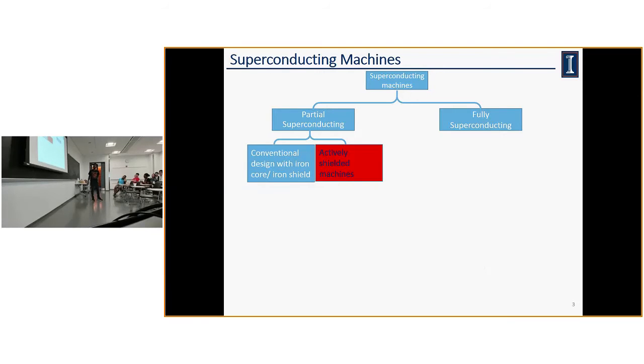So there are two kinds of designs that I put here. One is the conventional design with an iron core or iron shell. The other one is what we are working on, the active shield design. We eliminate the iron core from the design and put active shield coils around the machine to contain the flux within the machine.